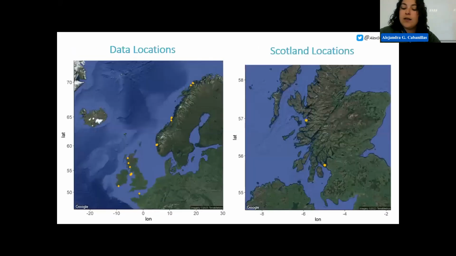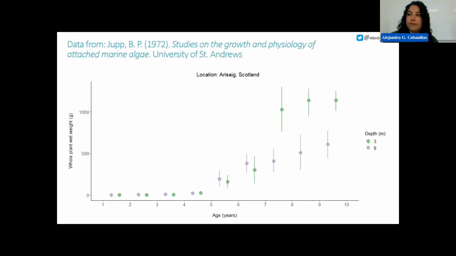So we obviously needed to focus somewhat to parameterize our model. Here I'm showing you the different locations of the different studies that we have collated data from on the left. And on the right, I'm showing you the two locations for Scotland that we chose to parameterize the model for. Here are some rough results.